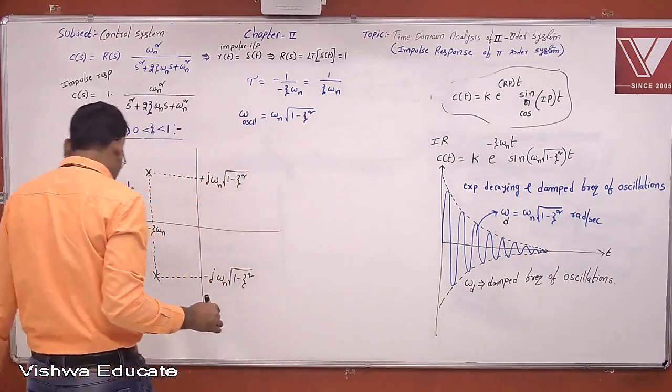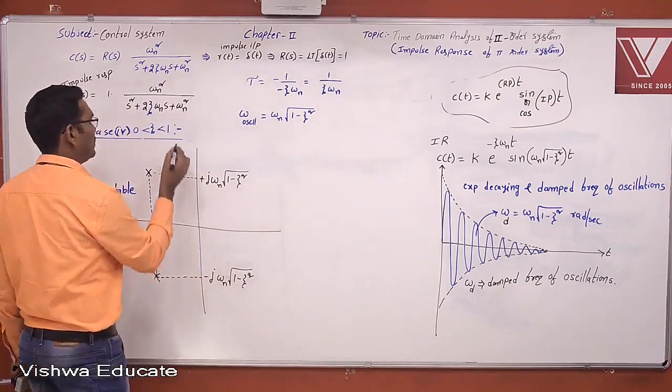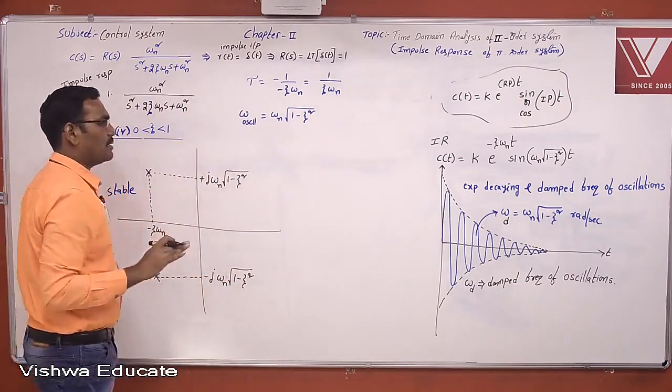Now this is the frequency of oscillations in the damped response. Therefore, this is called as a damped frequency of oscillation.